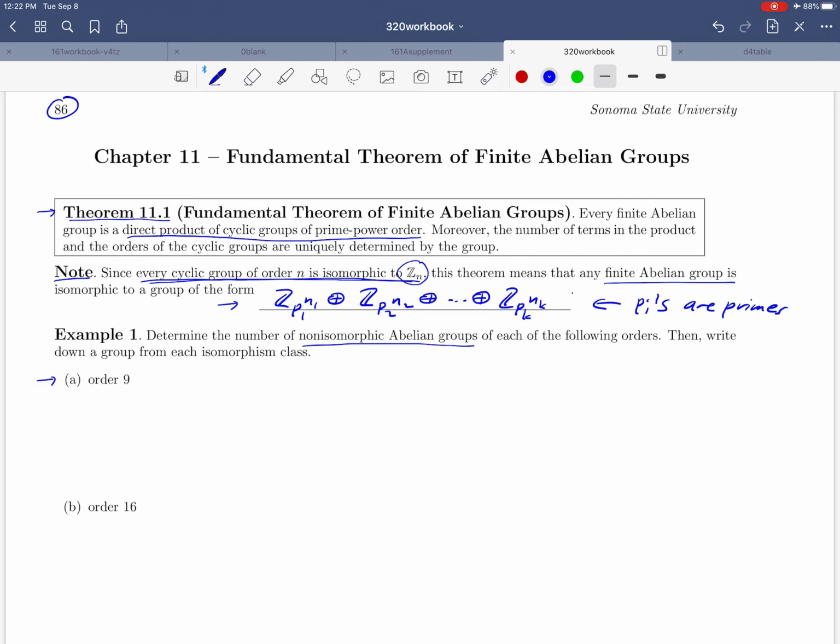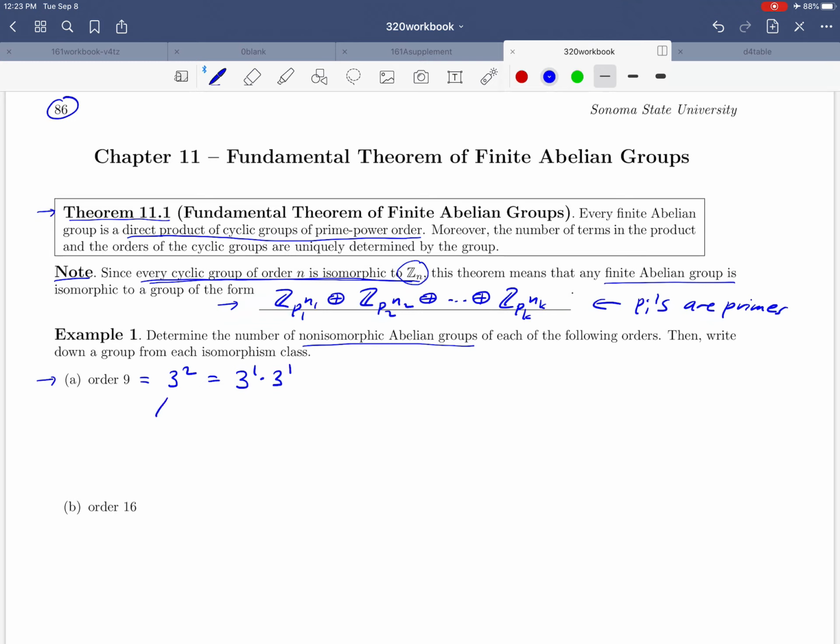What it comes down to really is the number of different ways that we can break up the prime factorization of 9. The first thing we might notice is that 9 can be written as 3 squared. Or if we wanted to, we could break that down into 3 to the first times 3 to the first. We could take that 2 and split it into 2 pieces. And so what the theorem is telling us then is that there are exactly two abelian groups of order 9.